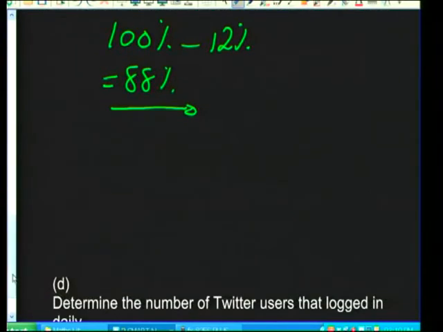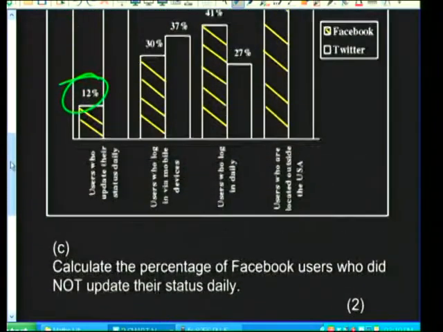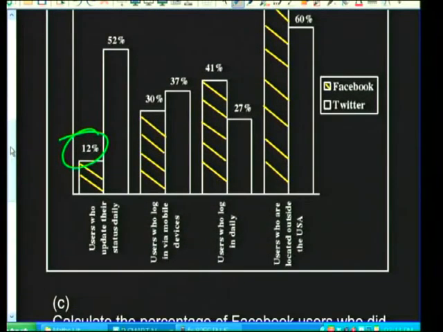Okay. Next question. Determine the number of Twitter users that logged in daily. The number of Twitter users that logged in daily are going to be over here, and there are 27% of them. Okay, straightforward question, nothing difficult. 27%.